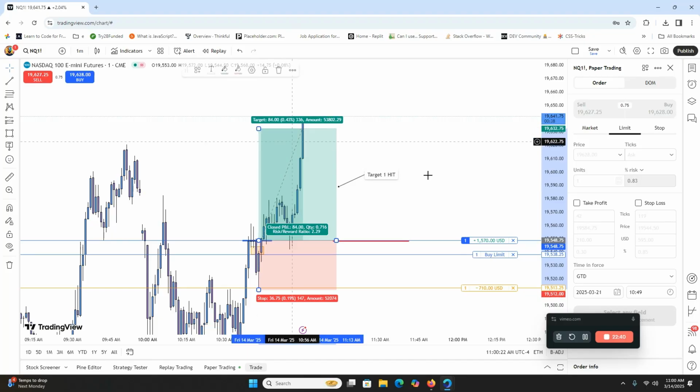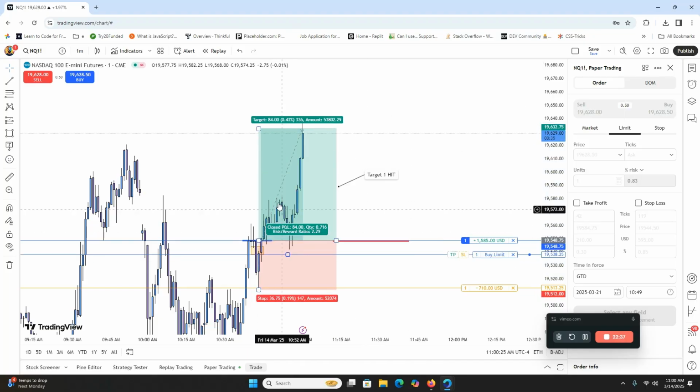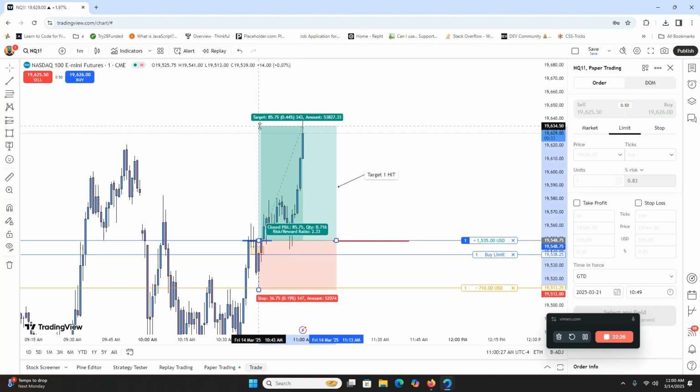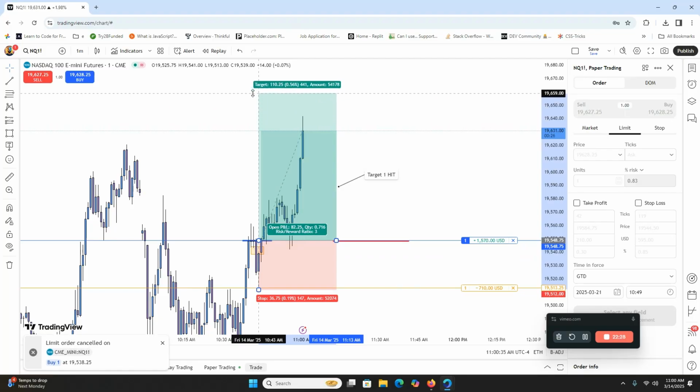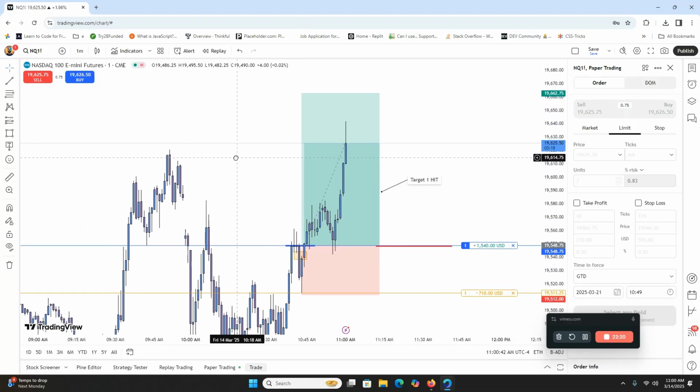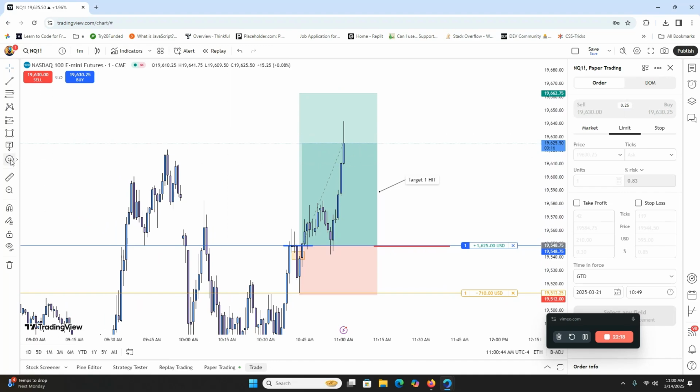We had 3 contracts on. Let's get this one off. We're going to leave this as a runner and see what happens. We hit a 2 to 1 already. Let's see if it can get to a 3 to 1. Okay. Target 1 hit. Target 2 was hit, which was roughly around here. And now we're just leaving on a runner.